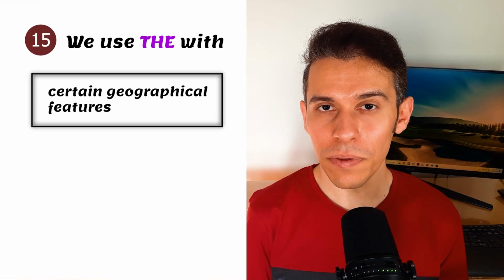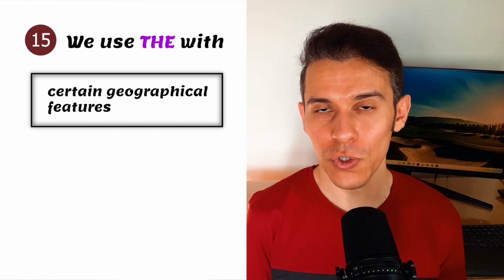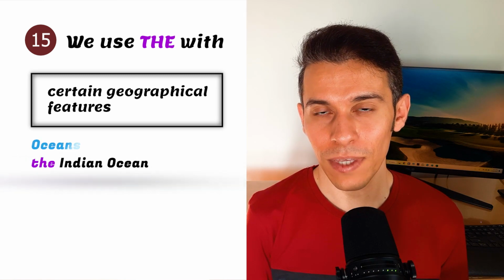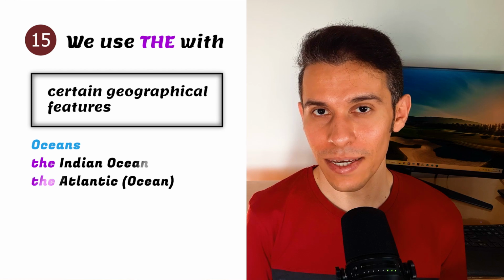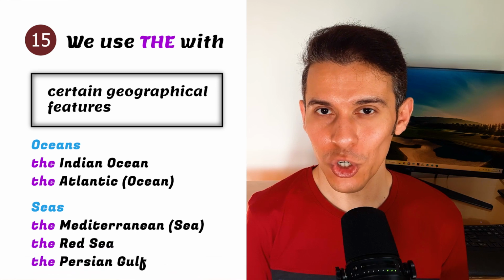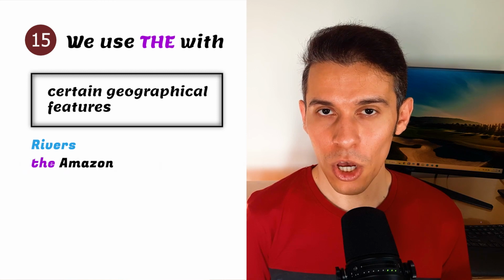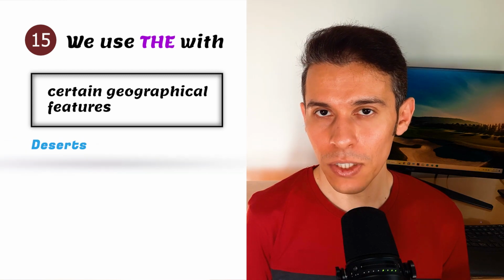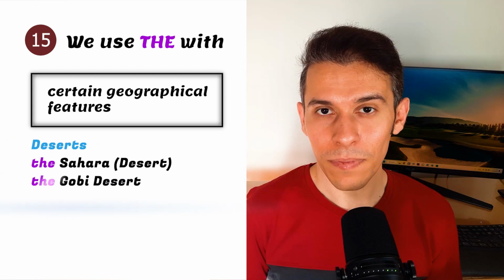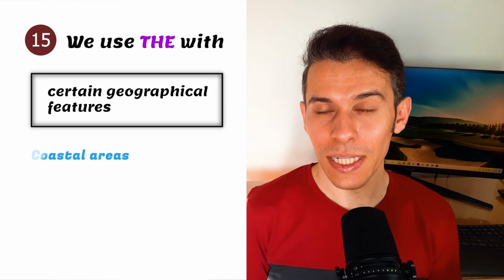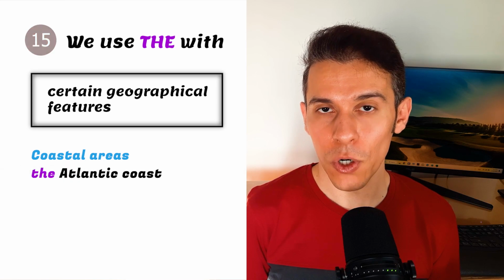Number 15. With certain geographical features, we use the. Oceans. The Indian Ocean. The Atlantic Ocean. With oceans, we use the. Seas. The Mediterranean, the Red Sea, the Persian Gulf. With seas, we use the. Rivers. The Amazon, the Nile. Canals, the Suez Canal. Deserts, the Sahara Desert, the Gobi Desert. Peninsulas, the Iberian Peninsula. And the last one, with coastal areas, we use the Atlantic coast.